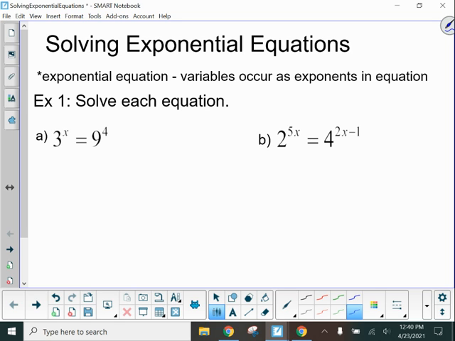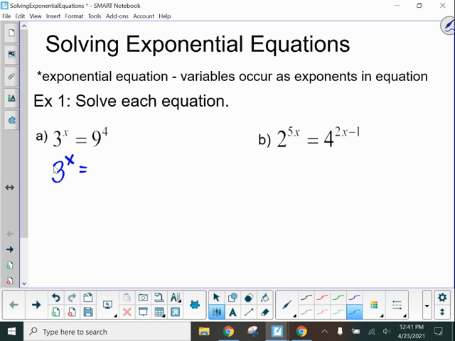So part A, we're given the equation 3 to the x equals 9 to the 4th. The basic idea behind all of these exponential equations is that you need to write them with common bases, and then you can essentially disregard the base and set the exponent of one side equal to the exponent of the other side. So for part A, I have a base of 3 and a base of 9. Well, it's possible to write the 9 as a base of 3. So that's what I'm going to do.